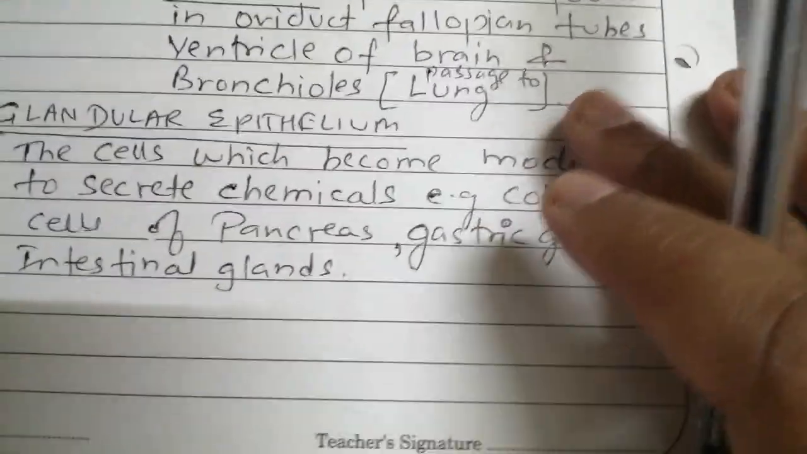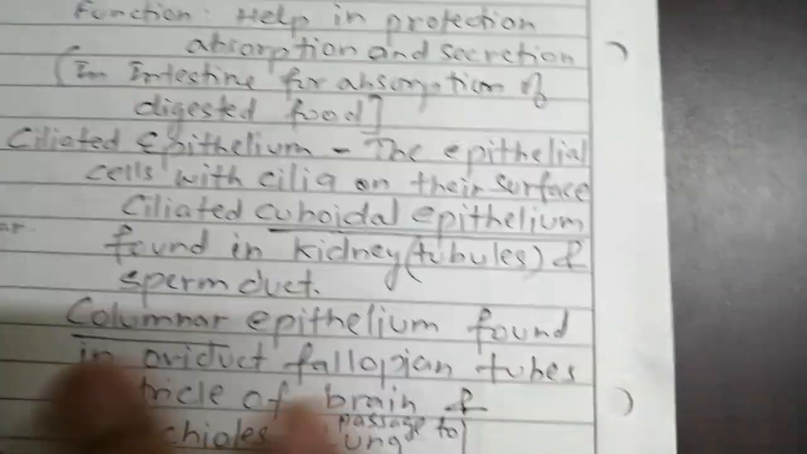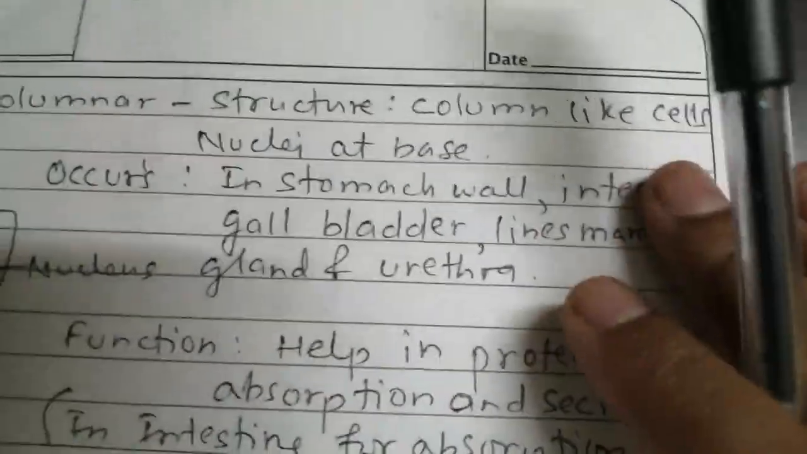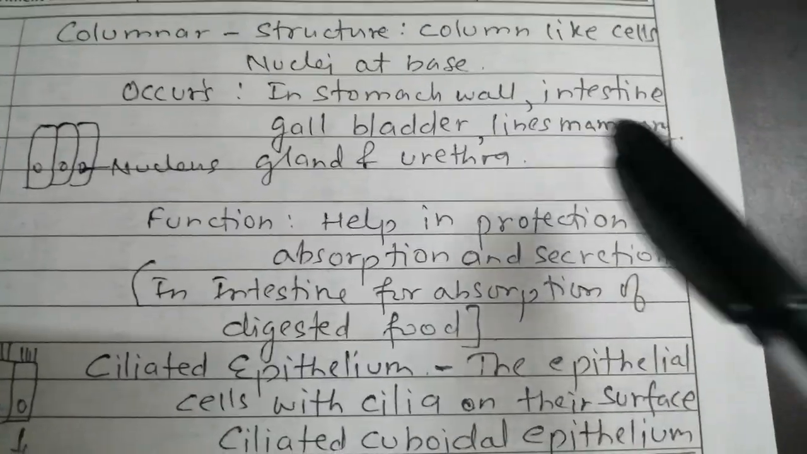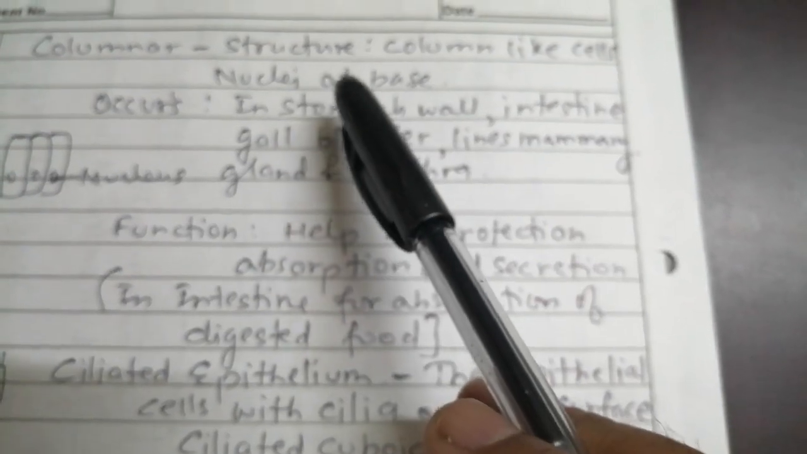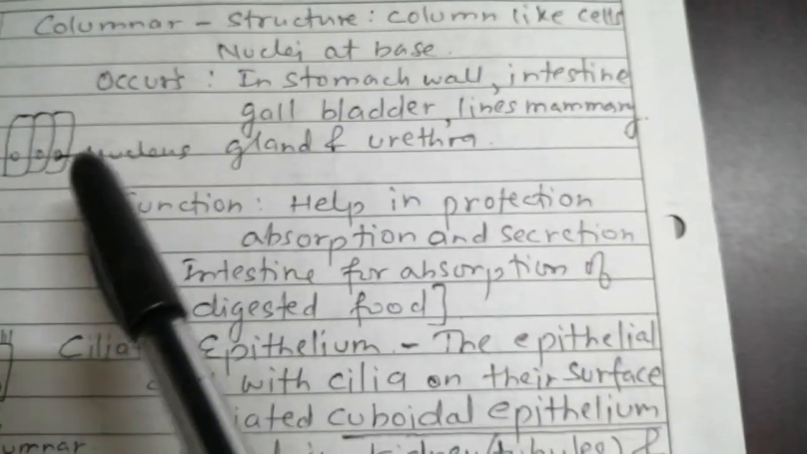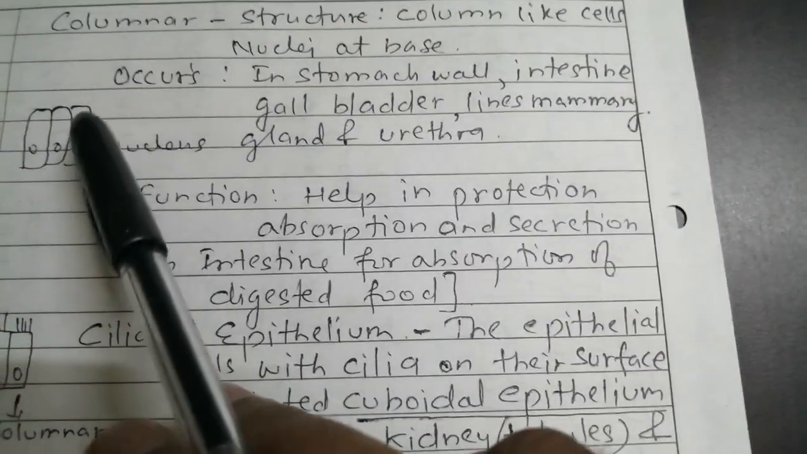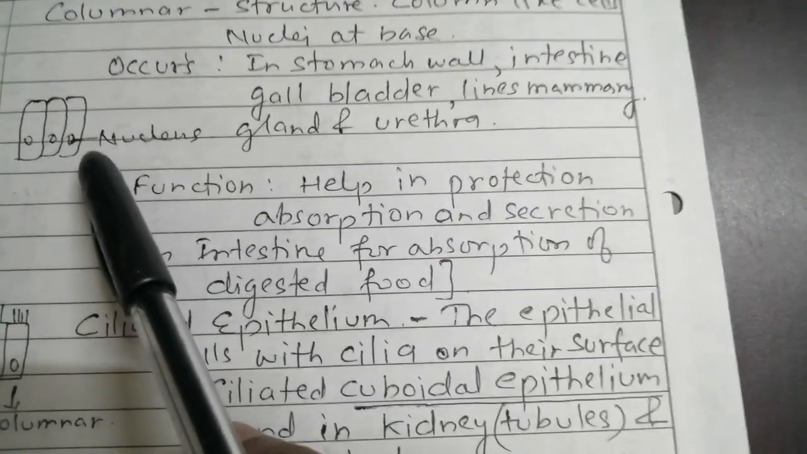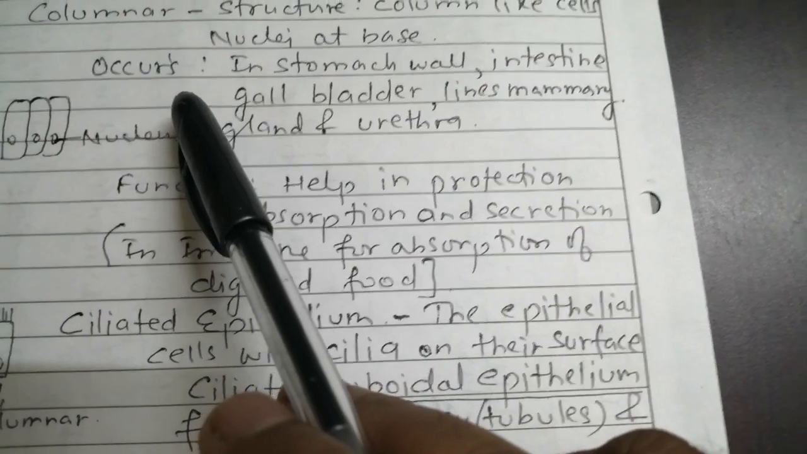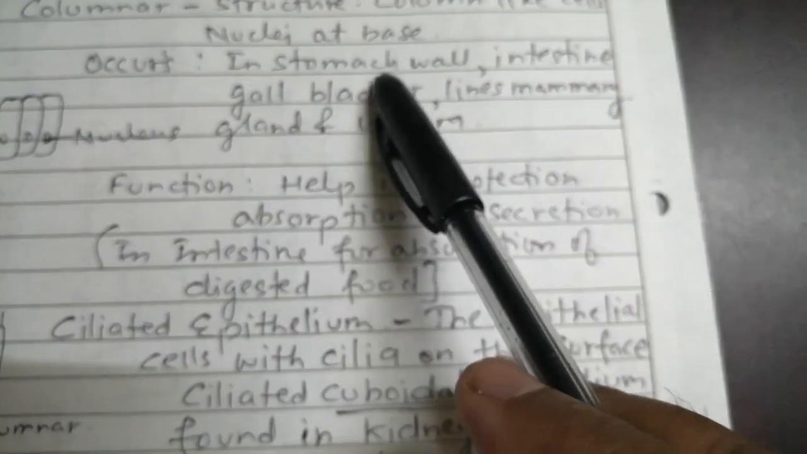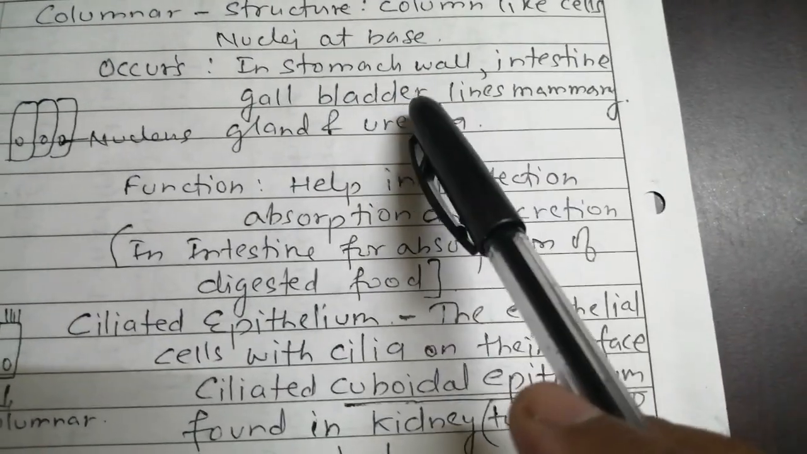Now coming to the next slide, children. The slide is of columnar tissue. As you see here, I have written some matter for you. The structure is column-like cells. They are tall column-like cells and the nucleus is at the base. Their occurrence: they are found in the stomach wall, intestine, and gallbladder.